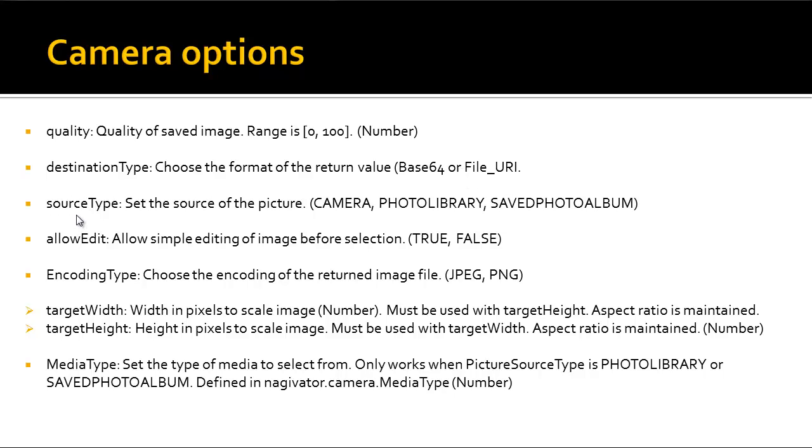Then we have the source type parameter. This allows us to set the source of the picture, so where we're getting the picture from. We can get it from the default camera application, we can get it from the photo library, or we can get it from a saved photo album on the device. So let's go ahead and take a look at this now.